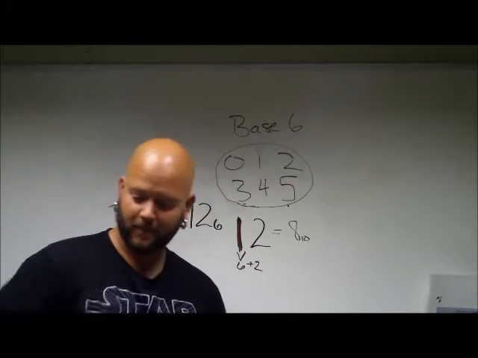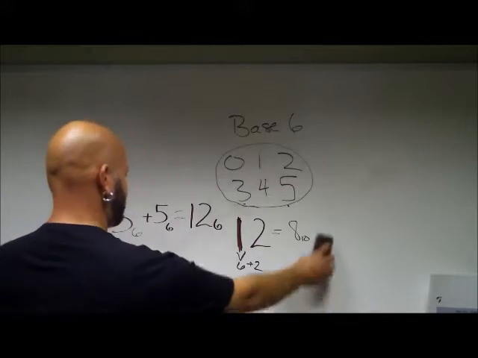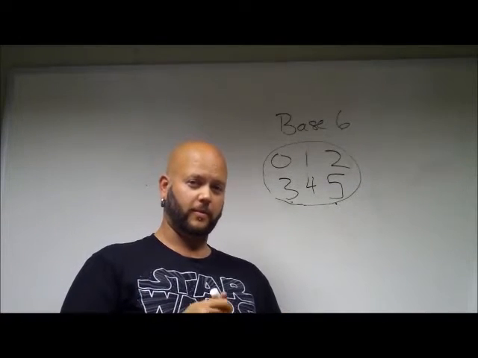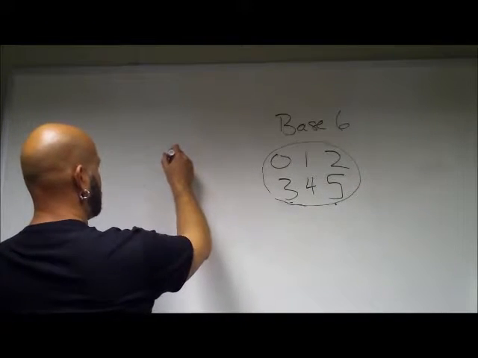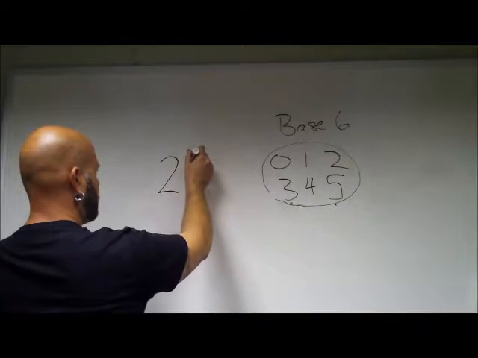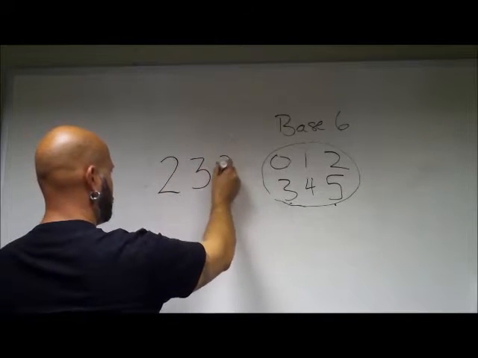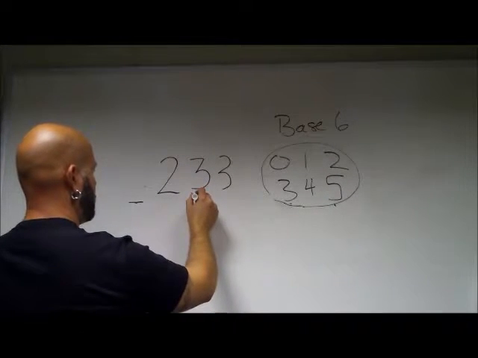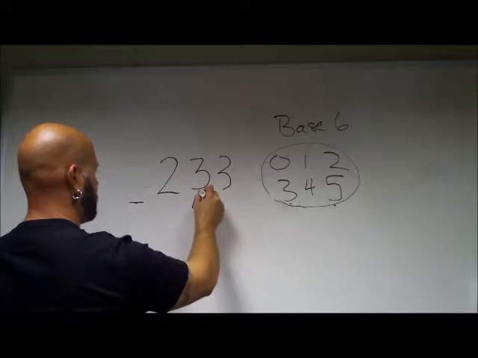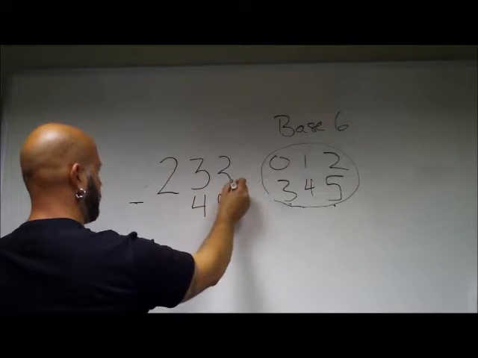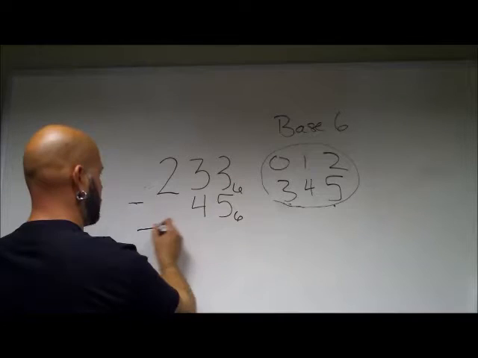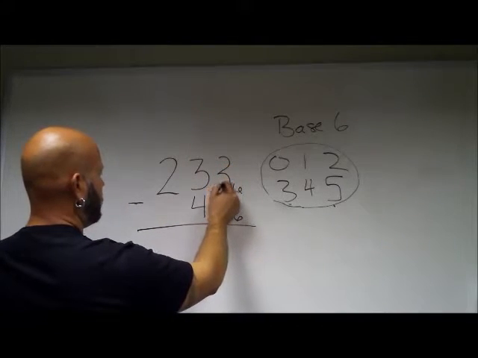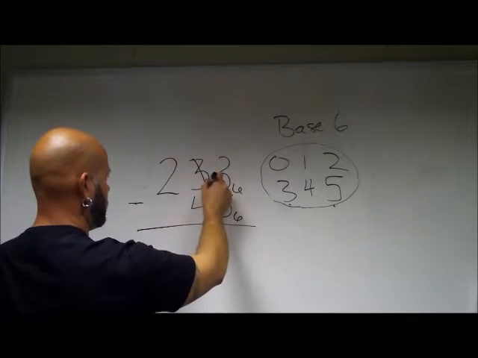Now we're going to get on the other side of that. We're going to subtract. Larger number in subtraction for base 6. So let's take 233 minus, let's call it 45, base 6. Well, we've got to borrow 1 from here to make this workable.